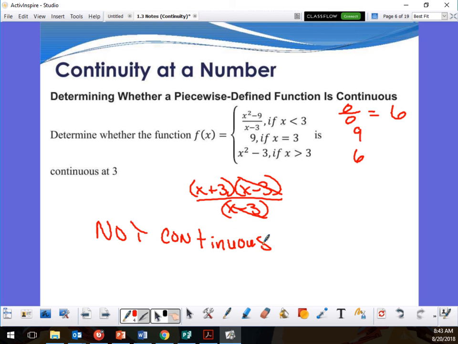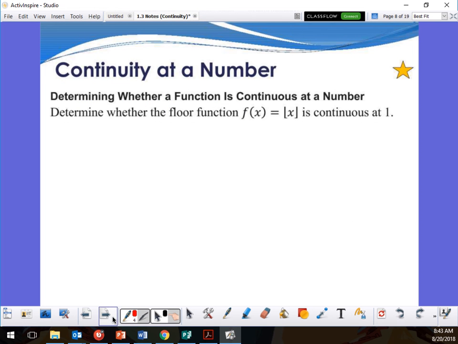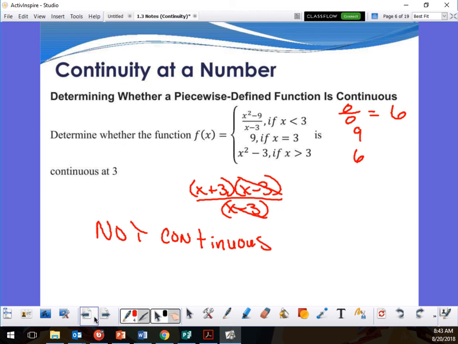All right, I think that's it for today. So if all 3 of them were to go to 6, it would be continuous. That means all points and the function are all at the same place. 6, 6, 6.